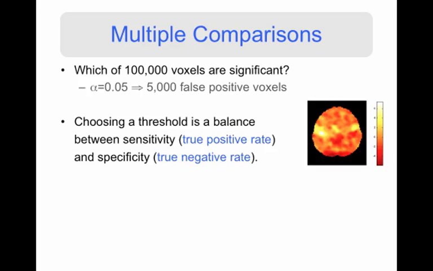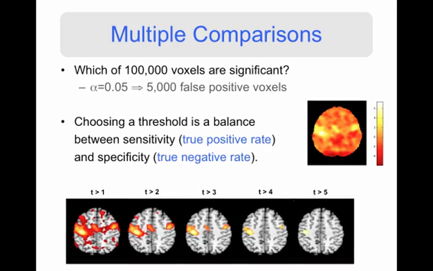So what we really want to be able to do is choose a threshold, maybe not at alpha equal to 0.05, but a threshold that's a balance between sensitivity, i.e. being able to find the true positive rate, and specificity, i.e. finding the true negative rate. And so here we illustrate this on our statistical map. If we choose a variety of different thresholds, in the first threshold we're very lenient, and in this case we're pretty certain that we've found all the significant voxels, but we're also pretty sure that we found a lot of false positives here. You see that there's activations spread all over the brain.